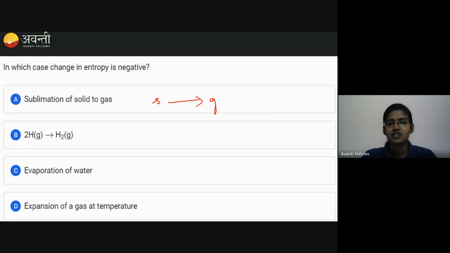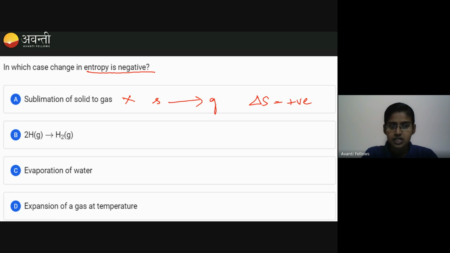The correct answer is option 2. If solid is getting converted to gas, randomness increases. If randomness increases, then entropy should also increase. If entropy is increasing, then the change in entropy value should be positive, right? But in the question, they are asking to find the case in which the change in entropy is negative. So here the change in entropy will be positive, so option A cannot be the correct answer.